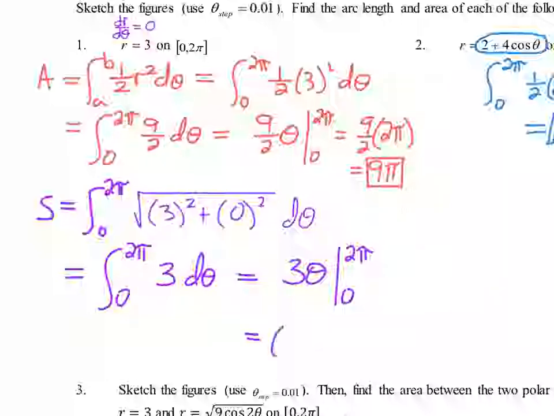Oh, there's a little lag now. Minus 3 times 0, which is just going to be 0. So I'm not even going to write that. So our arc length S would be 6 pi.